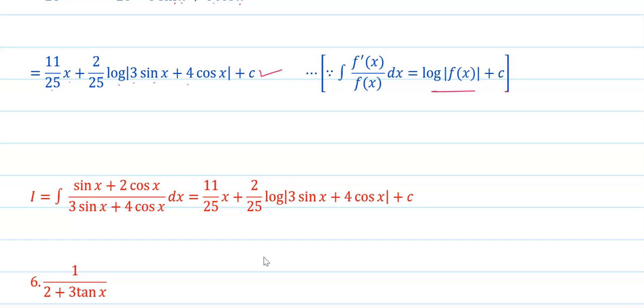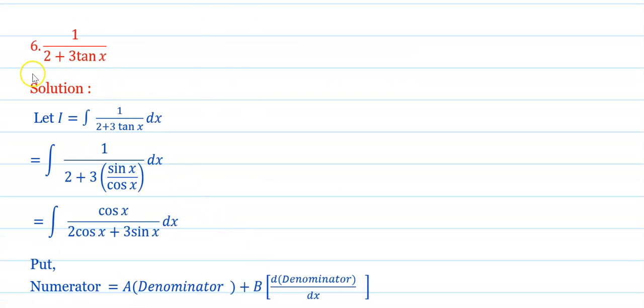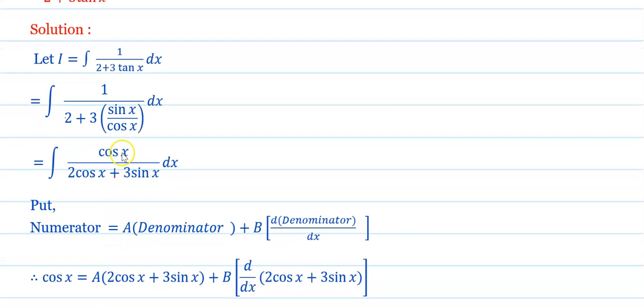Okay, the next problems are of the same type. Problem number 6, 1 upon 2 plus 3 tan x. Now this tan x can be written as sin x upon cos x. No problem. Therefore integral cos x upon, we multiply 2 by this cos x, that is 2 cos x plus 3 sin x upon cos x. This cos goes to the numerator. Okay, multiplied and reciprocal. Now again, this is the numerator.